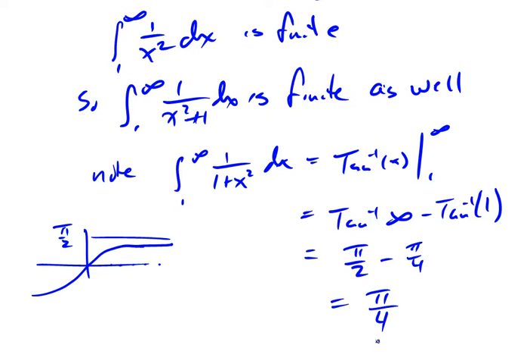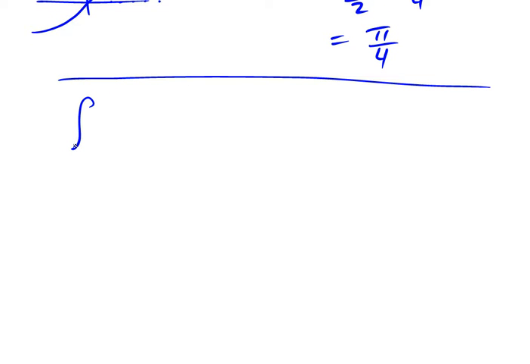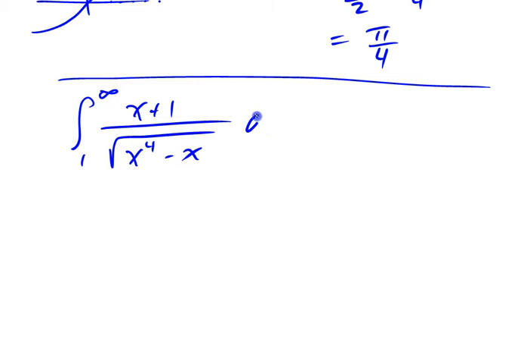Okay, so now let's try another one. Let's take a look at the integral from 1 to infinity of x plus 1 over the square root of x to the 4th minus x dx. Now this is one that, I don't know, maybe I can integrate it, but it's not immediately obvious to me that I can find an antiderivative. But I'm going to compare it to something. And there's always the question of what are you going to compare it to?